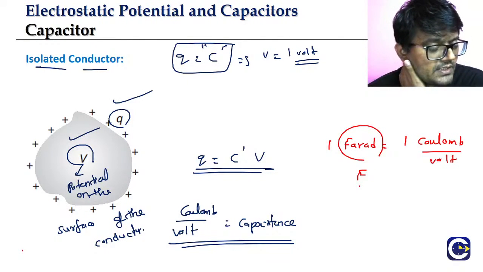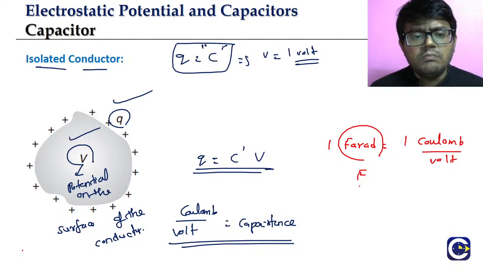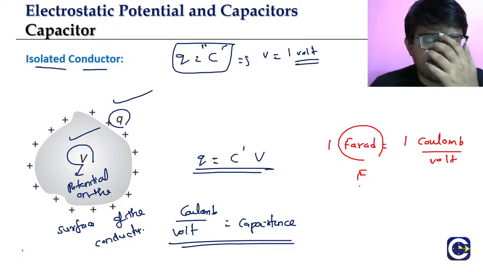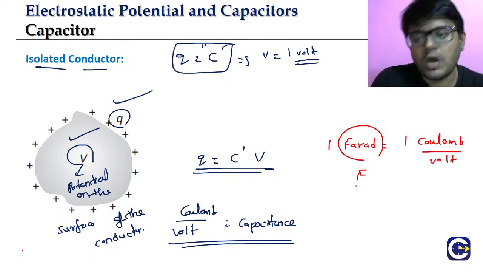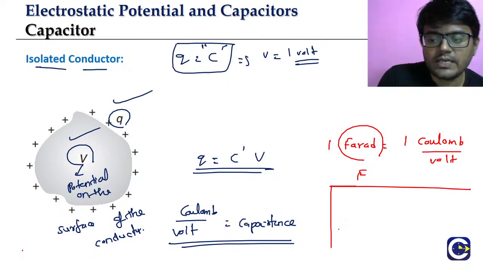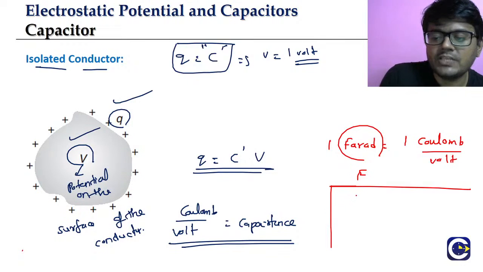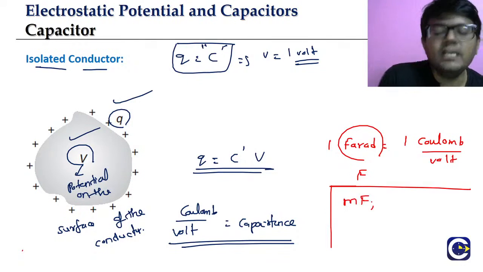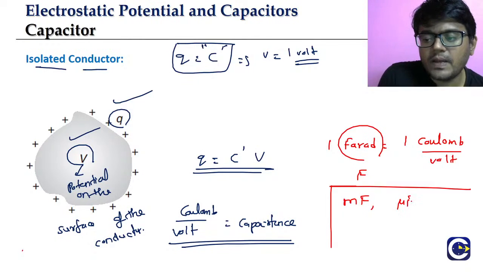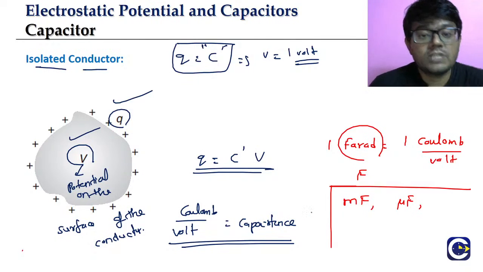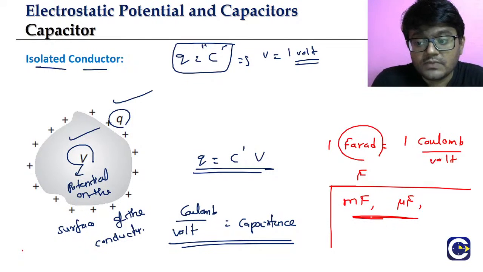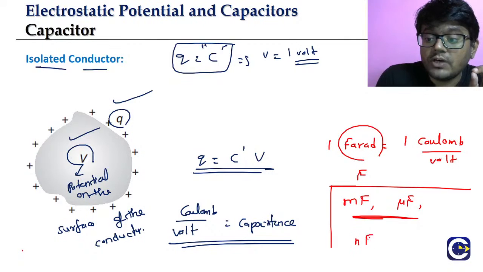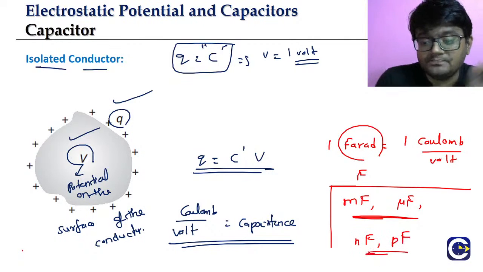Capital F. But most of the capacitors we observe have a capacitance value in a very small range. If you look at them, most will be in the range of either millifarad or microfarad. But if you go to some of these electrical circuits, the capacitors used can be even in the range of nanofarad or even picofarad.